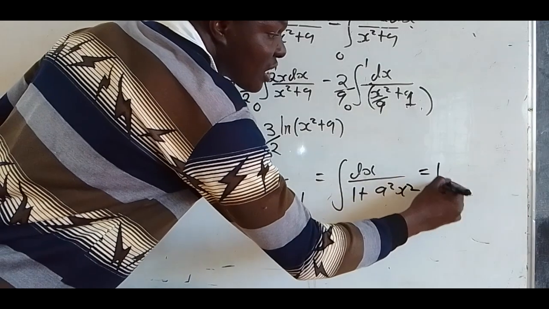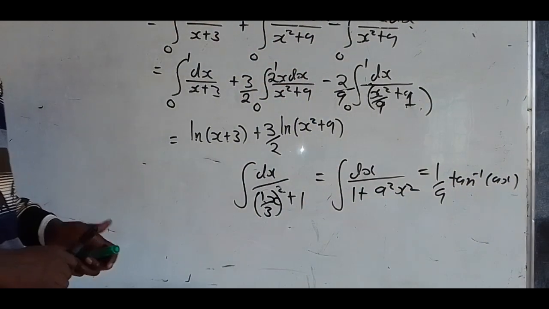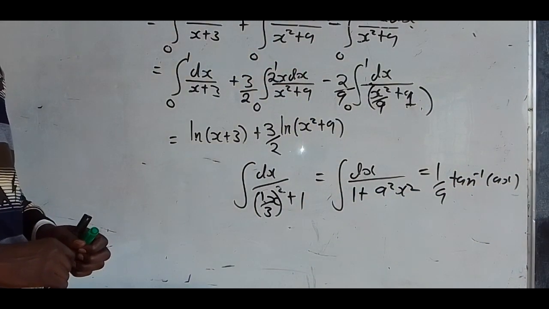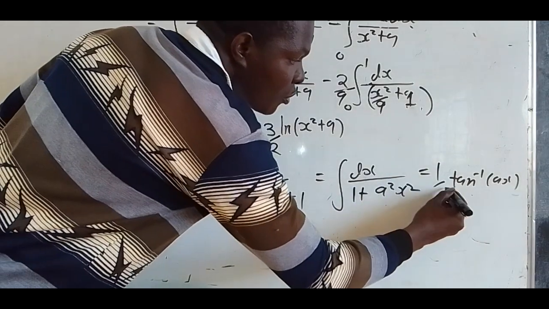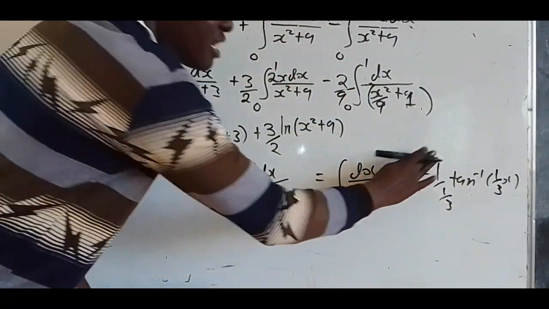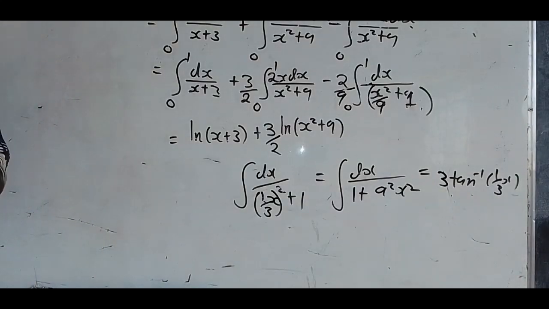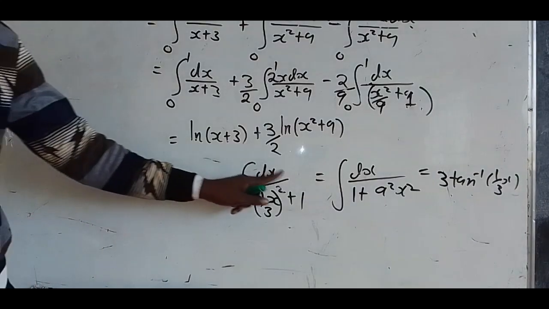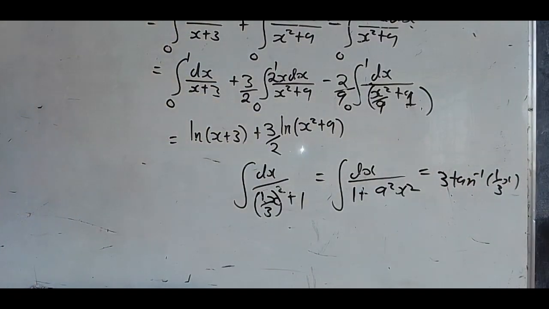Because for this integral, you are supposed to get 1 over a tan inverse of ax. Have you seen that? So what is your a? Your a is 1 over 3. So where there is a, you put 1 over 3. So 1 divided by 1 over 3 is 3. So it means the integral of this part is 3 tan inverse of a third x.